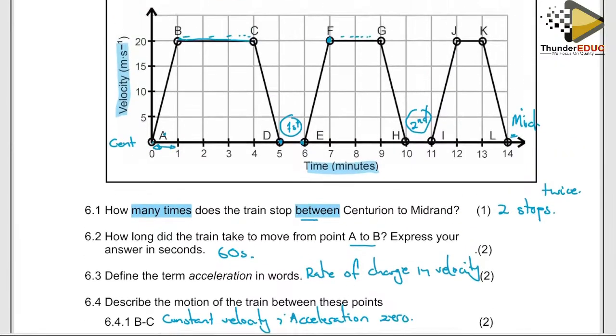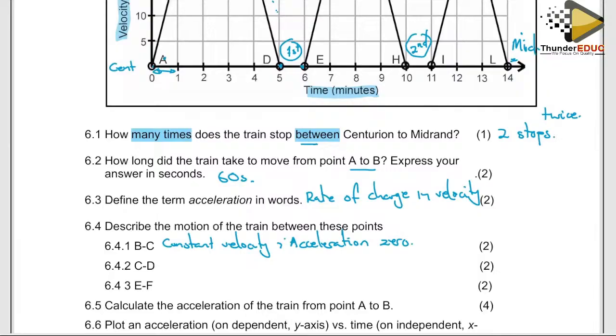So between C and D, you can see the velocity is decreasing. There is a decrease in velocity, or velocity is decreasing between C and D. Then the second point in terms of acceleration is that there is constant acceleration, but in the opposite direction.